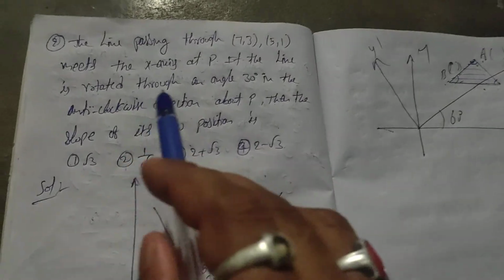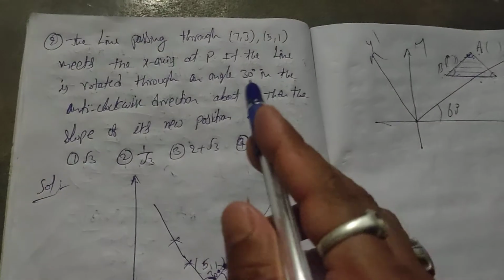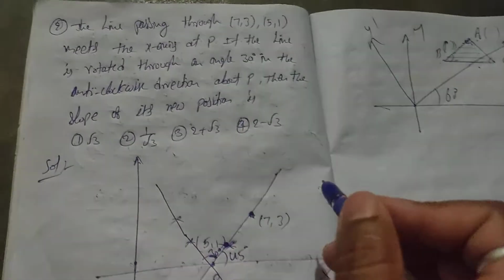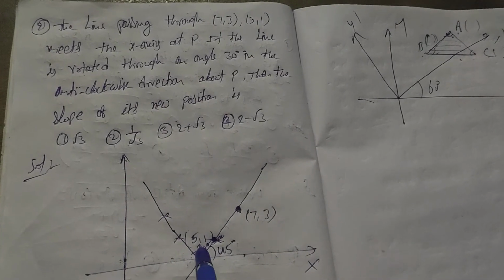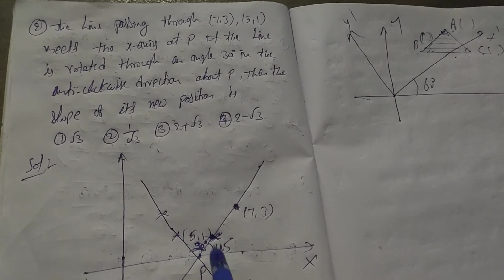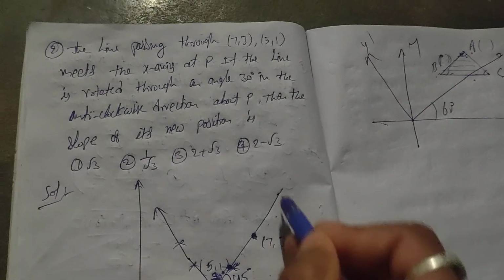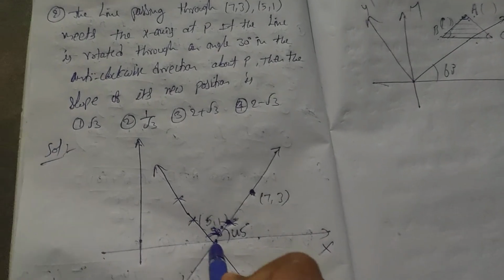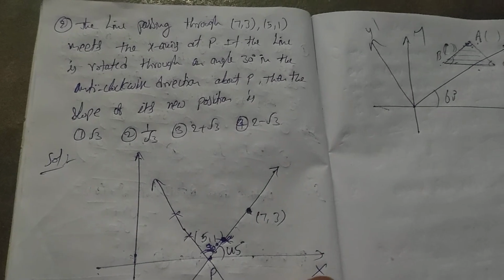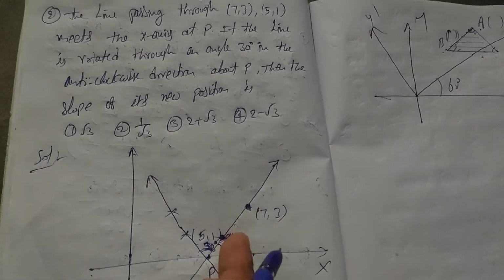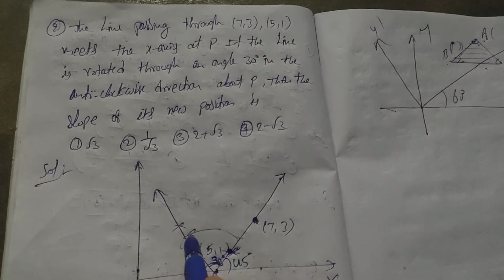It meets the x-axis at P. If the line is rotated through an angle of 30 degrees, then the line becomes this one. About P, it is rotating. You are not rotating the axis, you are rotating the line only, in the anti-clockwise direction, moving like this.